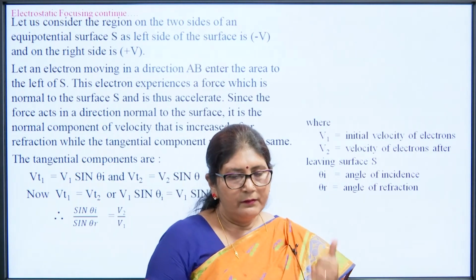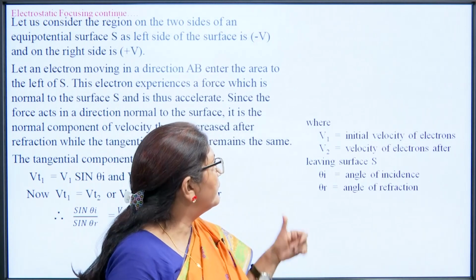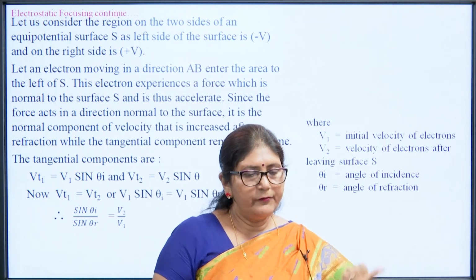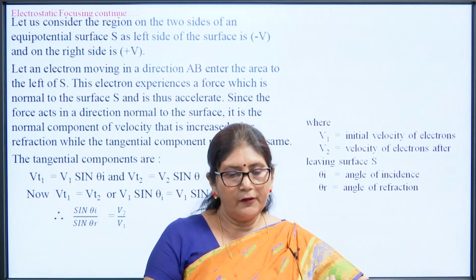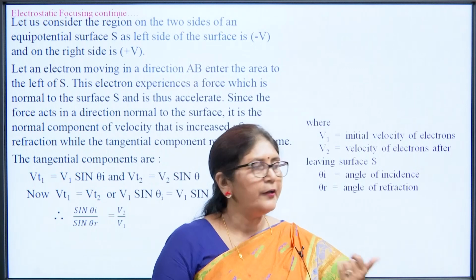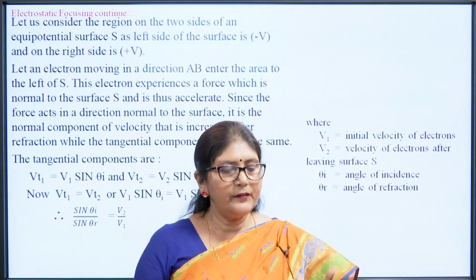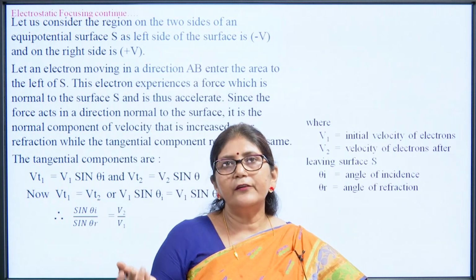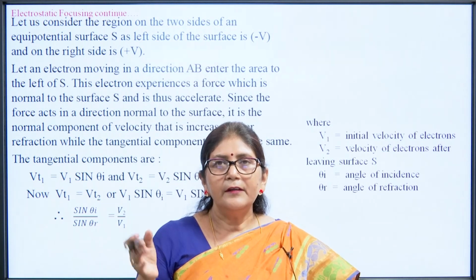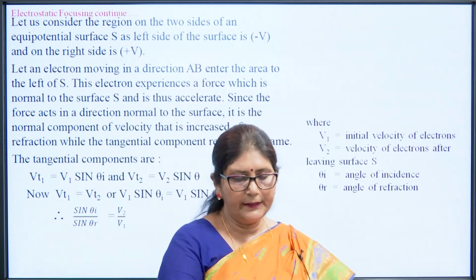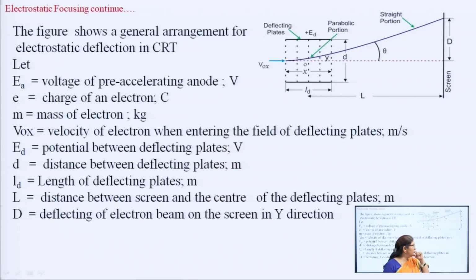Now, if the electron travels from one surface to the other, then what will happen? We know that the sine of the angle of incidence over the sine of the angle of refraction is equal to the velocity of the electron after leaving the surface divided by the initial velocity of the electron. Now, we have to find the relationship between the deflection voltage, meaning the input voltage that we apply, and the deflection that takes place on the screen.